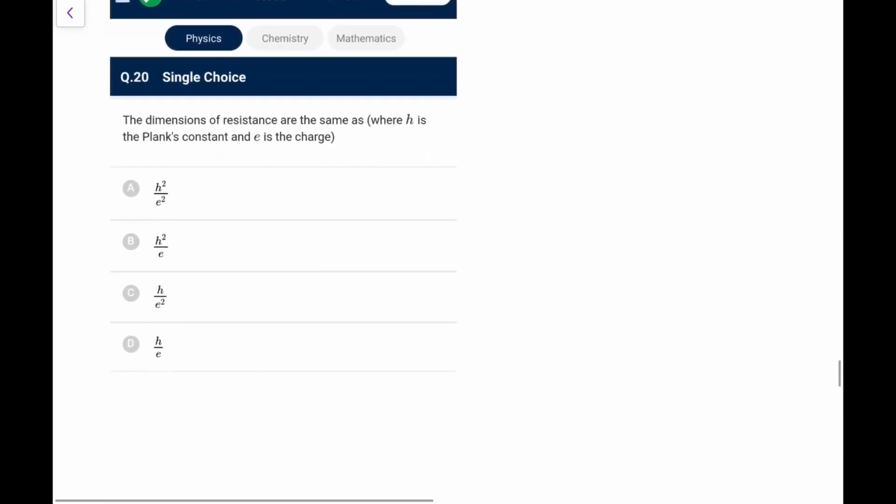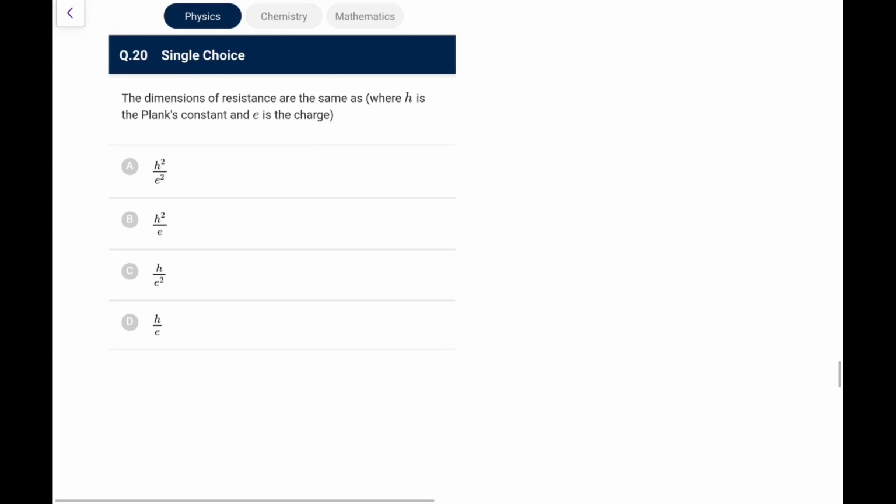Next one, dimensions of the resistance are the same as, okay, what is the dimension of the resistance? So how can I link the resistance to this? Yes, I can link resistance, like I know the formula, the power is I square R, into time is energy, and energy is h nu. So the resistance will relate to h nu by I square t, and I square is... I is q by t, sorry.